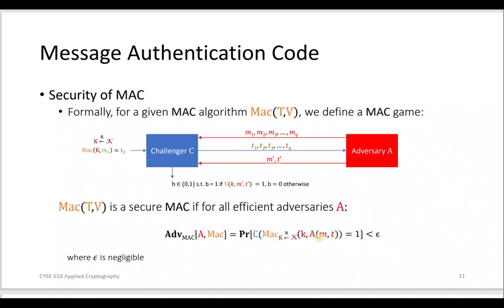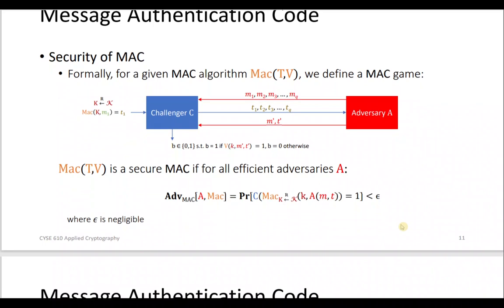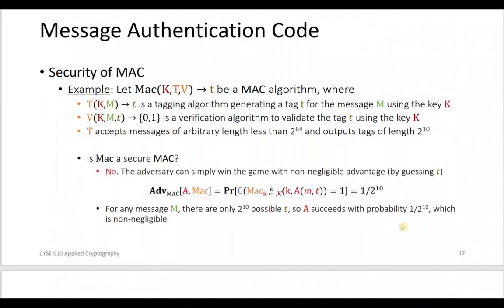So the challenger will output a 1 if this is verified. And this will be verified if the M prime and T prime sent by the adversary is verified by the MAC. So if the MAC verifies this message pair, then the challenger will output 1. So the probability that the challenger will output 1 should be zero. The challenger should not give us a 1 if this is a forgery, because M and T here is a forgery. Now we have the security of MAC.